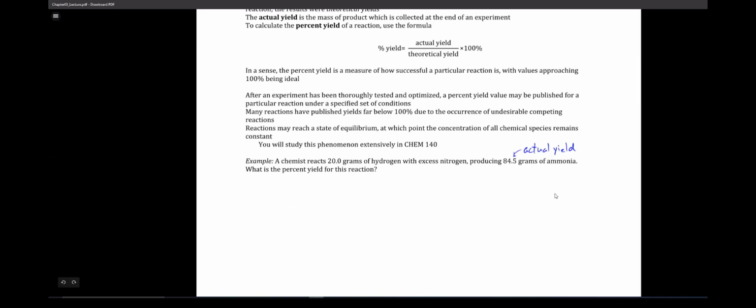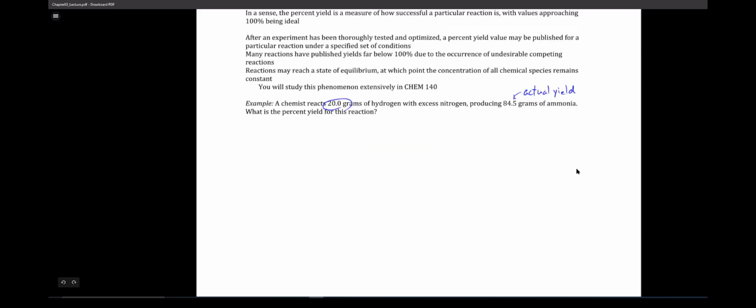I have to actually do the problem. The theoretical yield is, again, all the stuff we've been doing so far in the chapter. We have to convert the 20 grams of hydrogen to ammonia. So that's the question we answer here. How much ammonia should we have gotten if the world was perfect and everything we did was perfect?